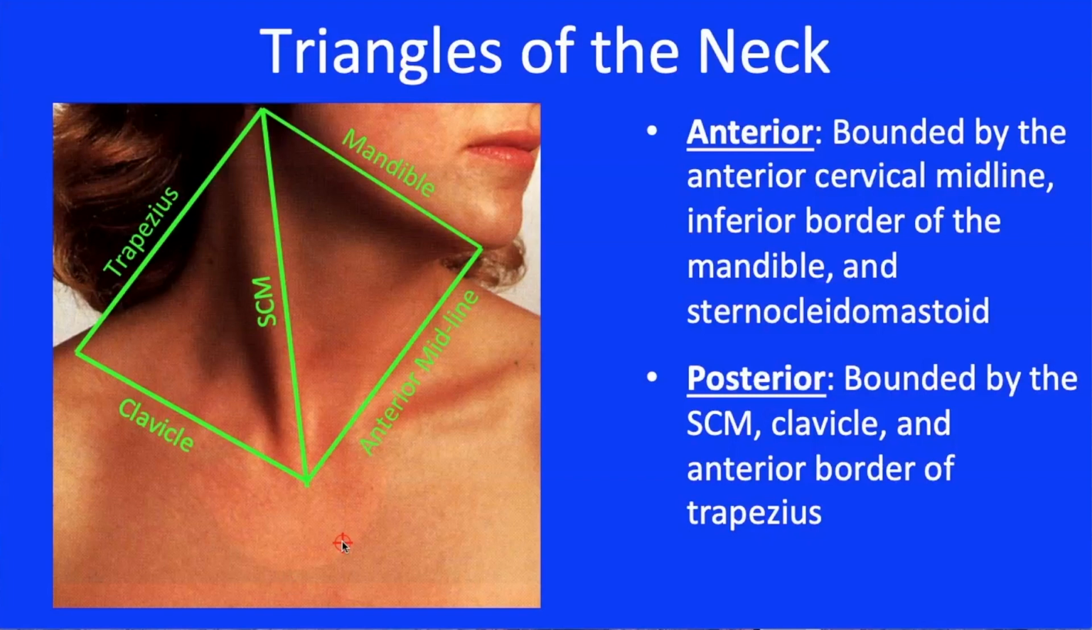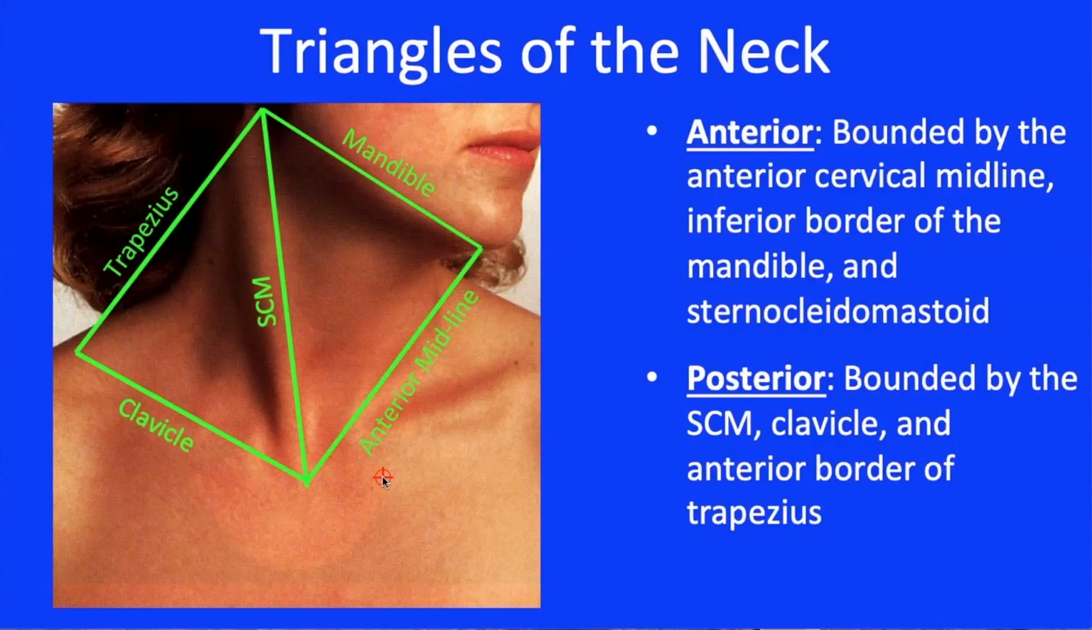Initially, we can think of the neck as consisting of 4 triangles, 2 on each side of the midline of the neck. These 2 triangles represent an anterior triangle and a posterior triangle. The specific boundaries of these triangles are shown in the slide. It is not necessary to memorize these boundaries.